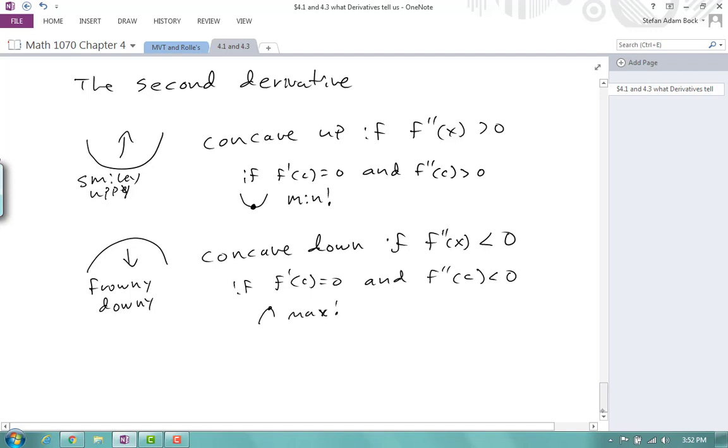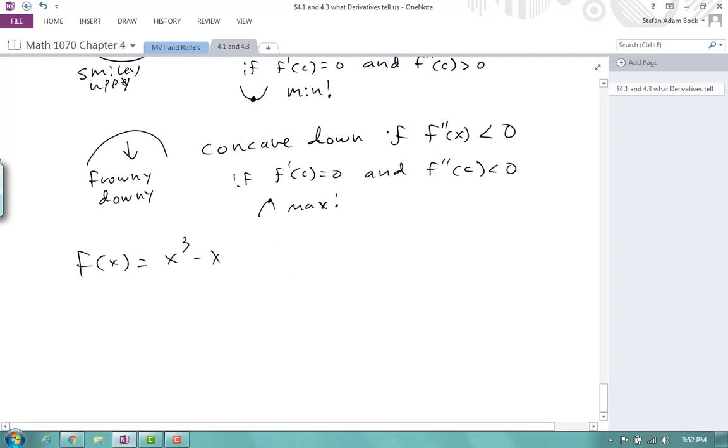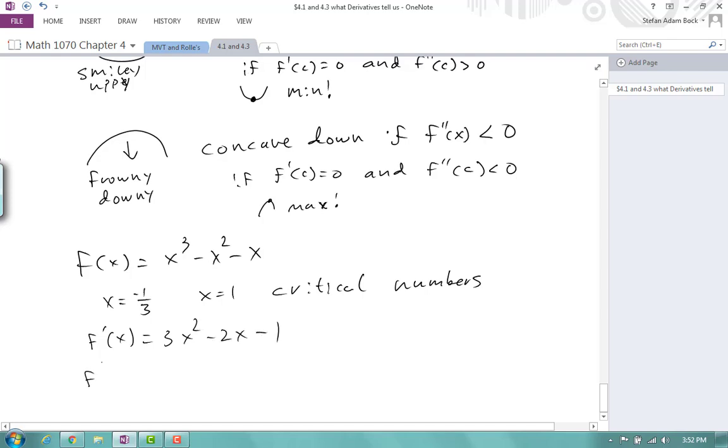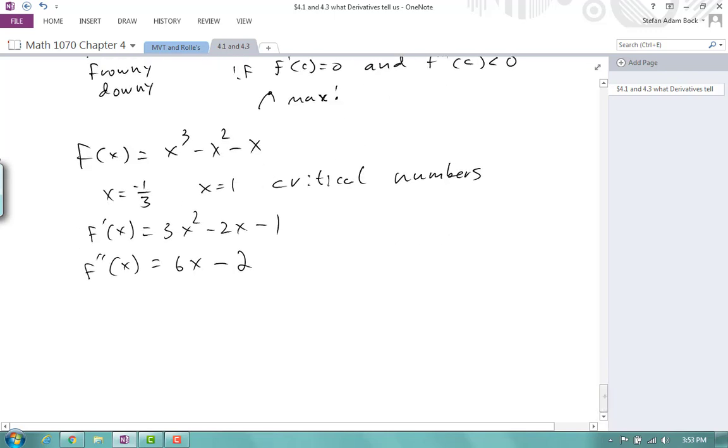And sure enough, going back to that problem, the function I had before, I had critical numbers x equal to negative 1/3 and x equal to 1, and I could just check the second derivative at these spots. So f prime of x was equal to 3x squared minus 2x minus 1, so f double prime of x is equal to 6x minus 2. And if I check the second derivative at each of my original critical numbers, I'll be able to tell which of them is a max and which of them is a minimum.